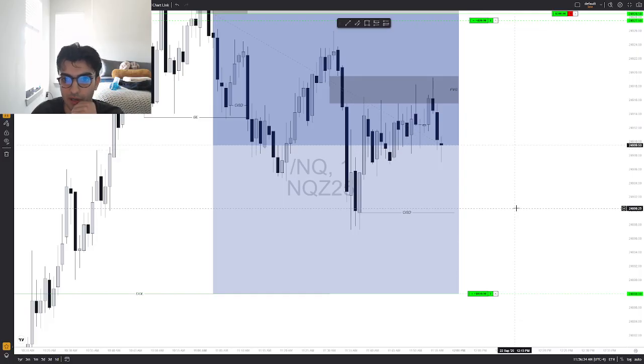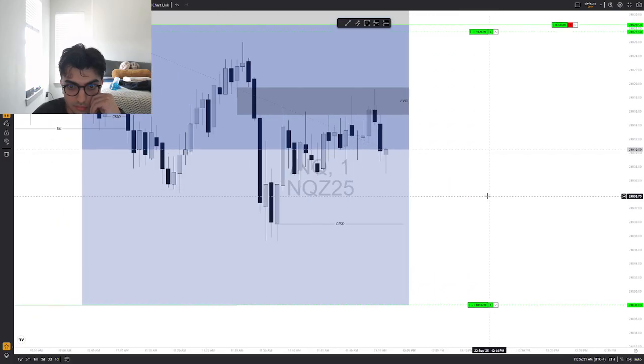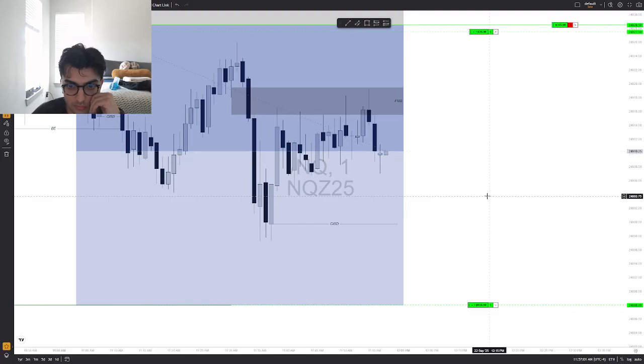Three minutes to the top of the hour. $20 left on this candle. I want to see it close below here. I want to see it dump to here. Another doji. Fantastic. Fantastic.